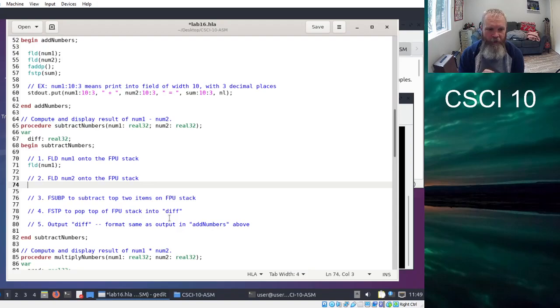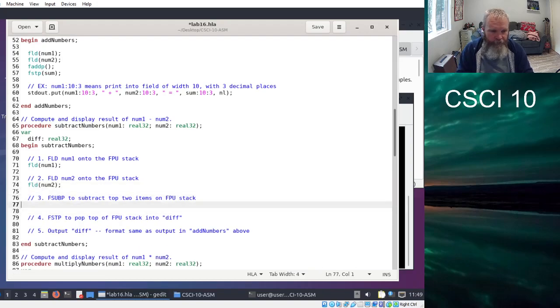So what about for getting number 2? Now number 1's on the floating point stack. And remember, the floating point unit's kind of its own separate thing from all the other stuff we've done. Okay, so for the second instruction? Fload num2, good one, Tyler. Fload num2.